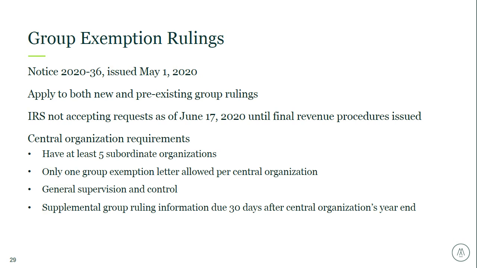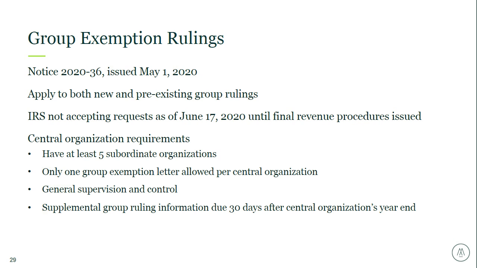A lot of requirements have stayed the same, but there are new requirements. For example, the minimum number of subordinates the central organization must have to obtain group exemption is 5, and to maintain group ruling after that is 1.